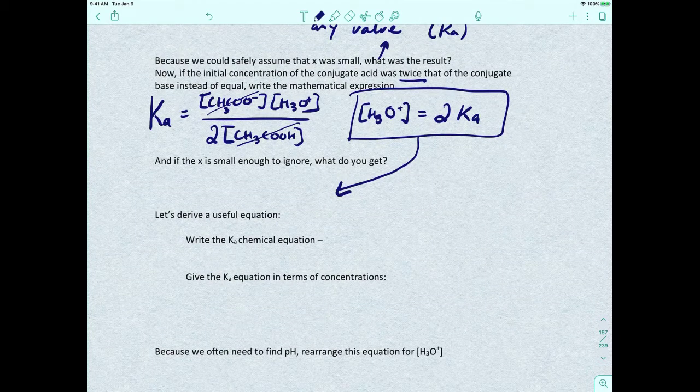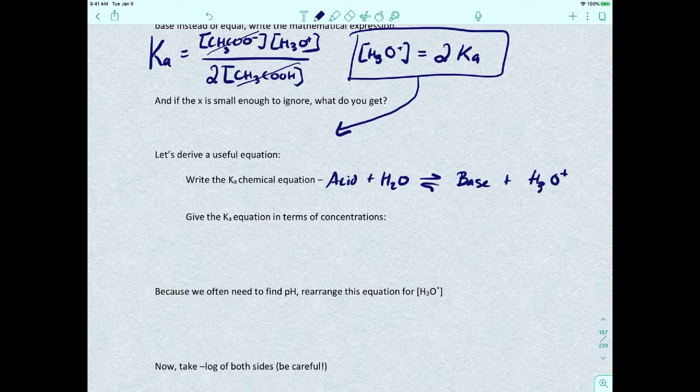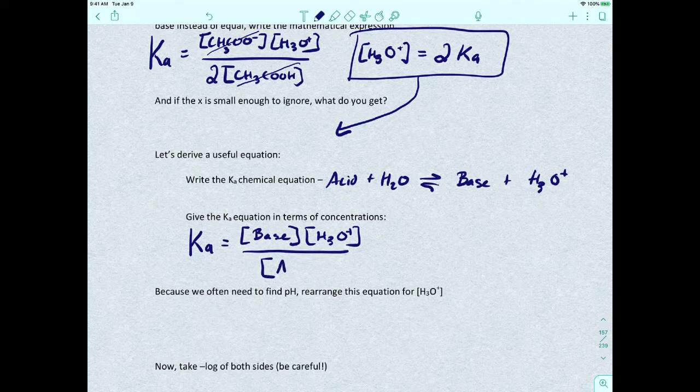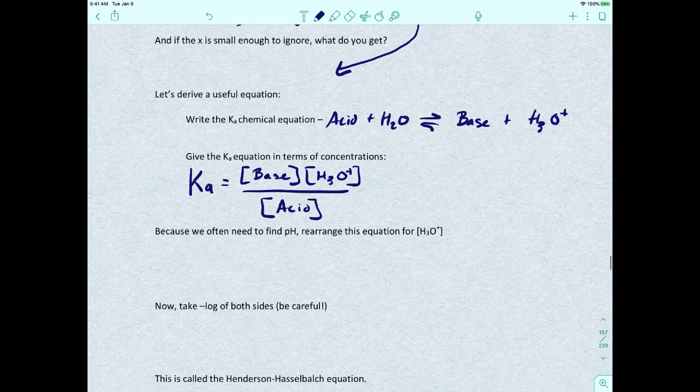We can also derive a pretty useful equation to help us out for this. Let's write the general chemical equation where you have an acid plus water in equilibrium with a conjugate base plus H3O plus. We're going to write this Ka expression in terms of concentration. So the Ka would be equal to the concentration of the base times the concentration of H3O plus divided by the concentration of the weak acid. And this is old hat now. You guys are used to writing these Ka expressions.